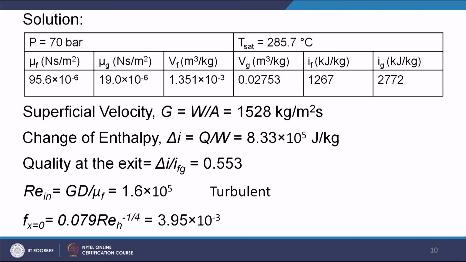Let us now try to find out the Reynolds number at the inlet and exit. At the inlet, Reynolds number will be G D by mu f, and this is turbulent. So, for finding out the friction factor, we follow f equals 0.079 into Re_h to the power minus 1/4, and the friction factor comes out to be 3.95 into 10 to the power minus 3 at the inlet.